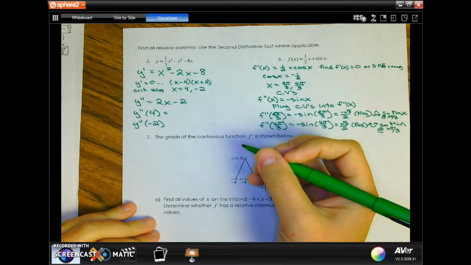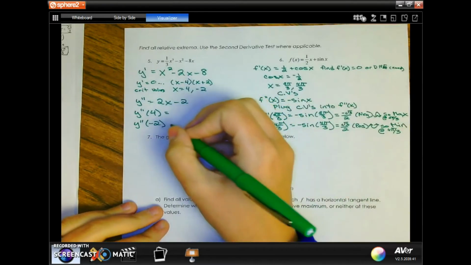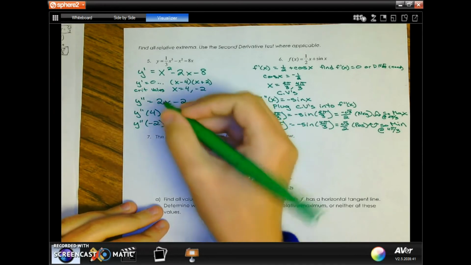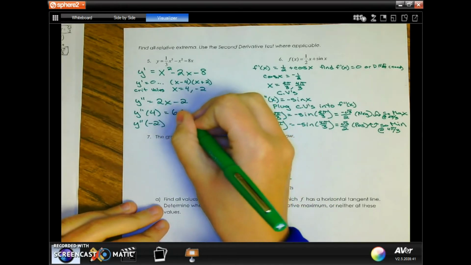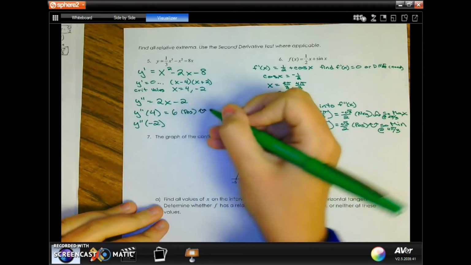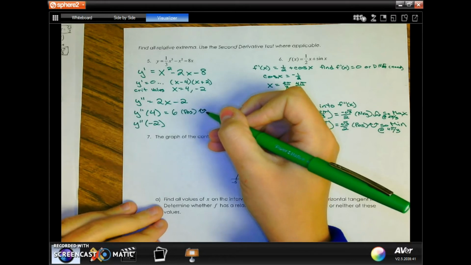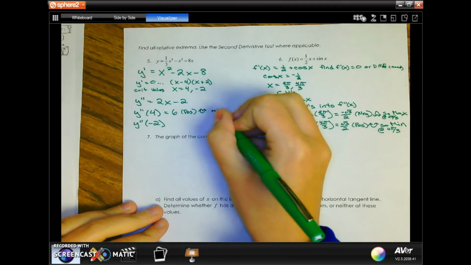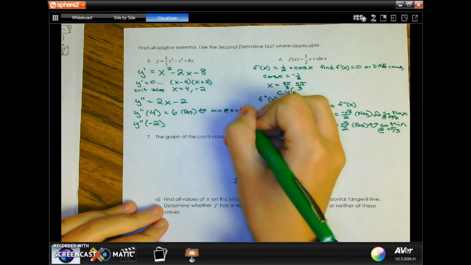So when I plug those into the second derivative, when I plug in 4, that's going to give me a positive 6, right? What I really care about is that it's positive. So that means that it's concave up. And because it's concave up, that means that there's going to be a minimum at 4. So we could say that there is a minimum at x equals 4.